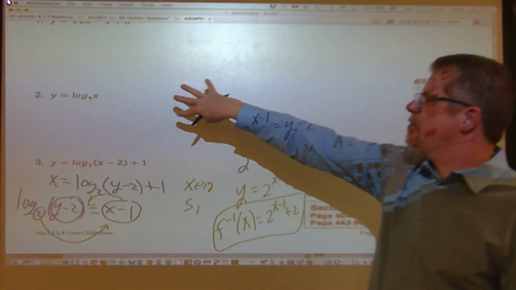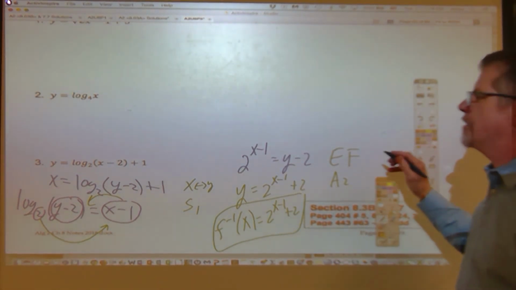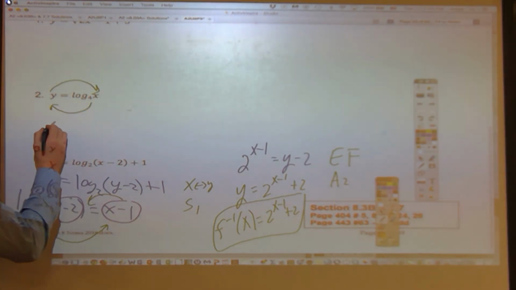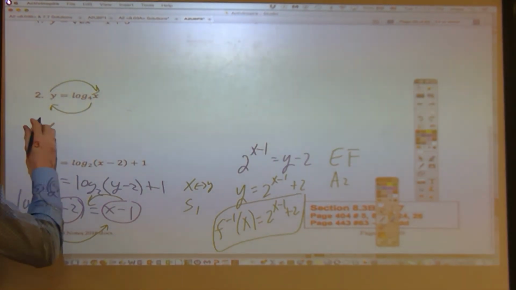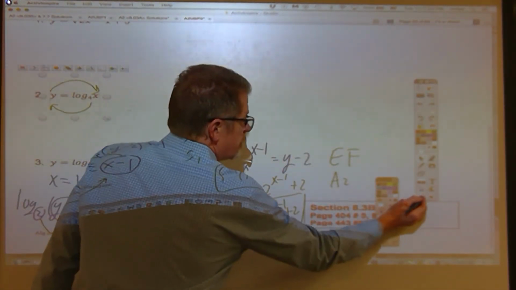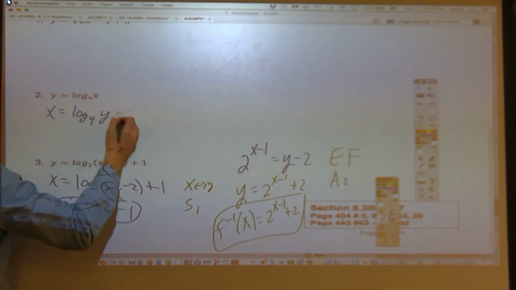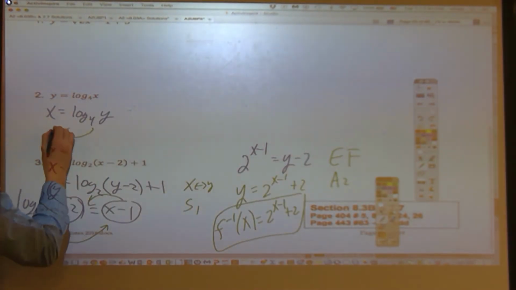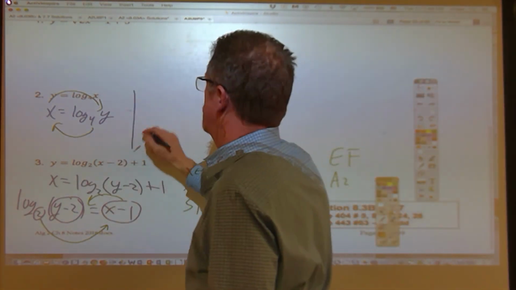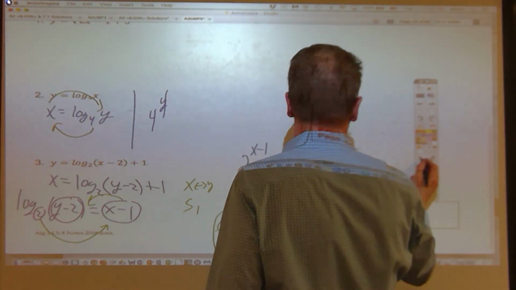Try another one. Try number 2 on your own. We're working from the harder ones back to the easier ones. This is just the arrow thing. Use the arrow thing to do number 2. Oops, I should have had you let x and y trade places first. I was a little premature on the arrow thing. First write x equals log base 4 of y, and then use the arrow thing. Hopefully you have 4 to the x equals y.